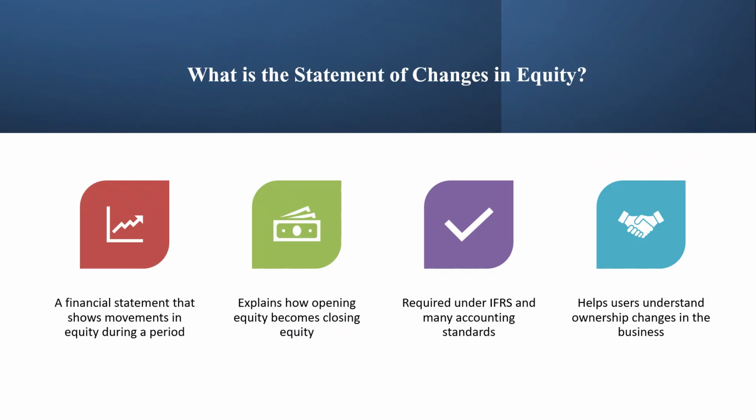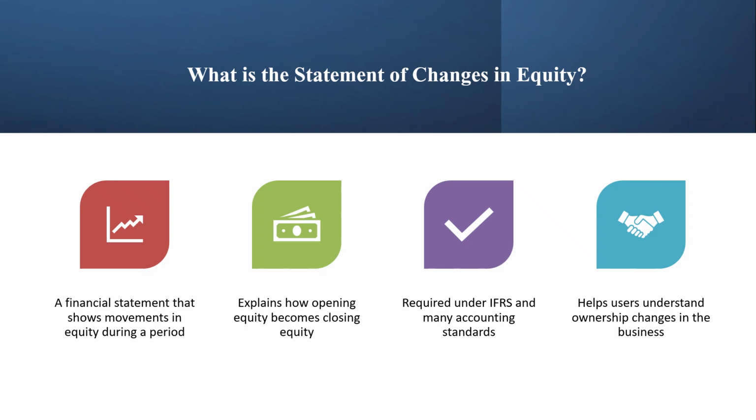What is the statement of changes in equity? Now let's understand what the statement of changes in equity actually is. The statement of changes in equity is a financial report that explains how the equity of a company changes during a specific accounting period, usually 1 year. Equity represents the owner's claim on the assets of the business. In other words, it shows what belongs to the shareholders after all liabilities are paid.